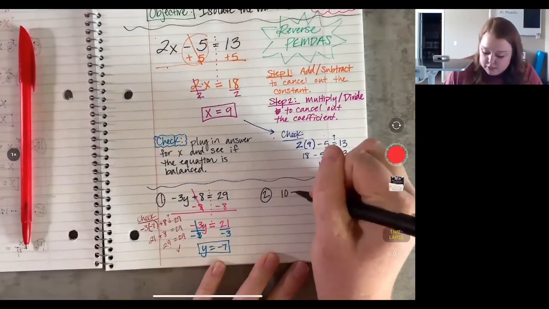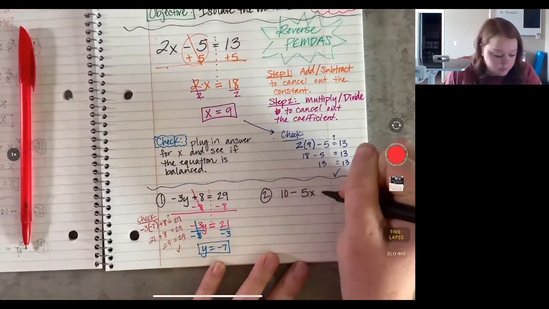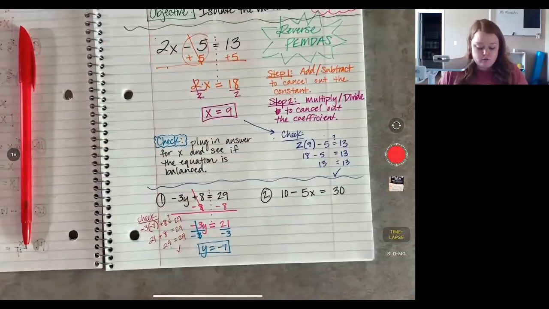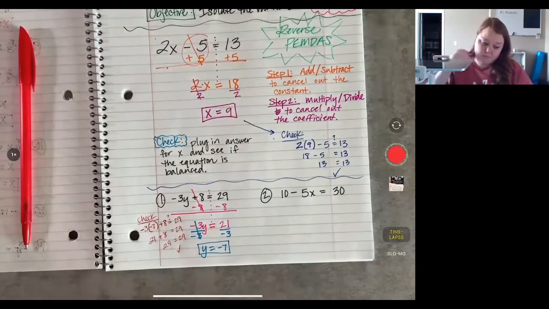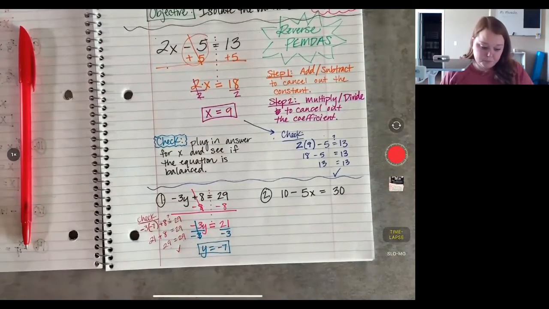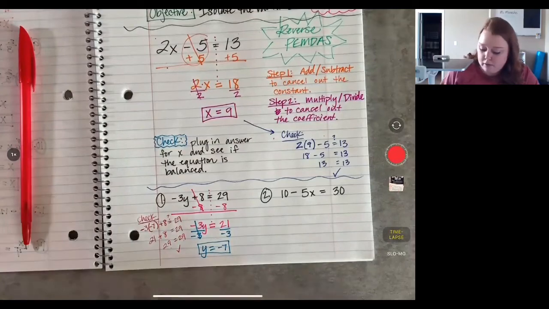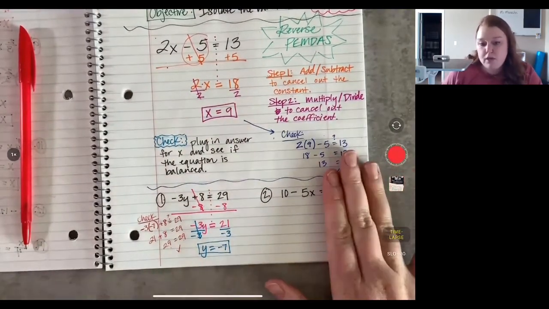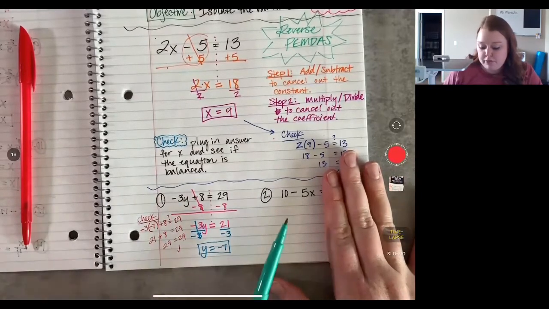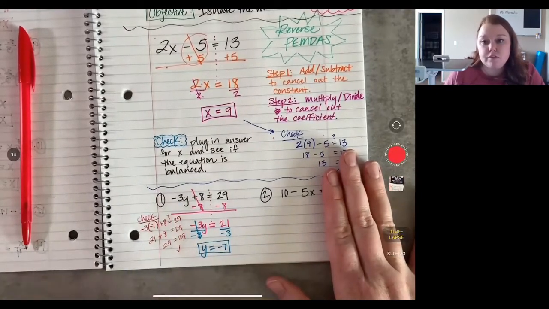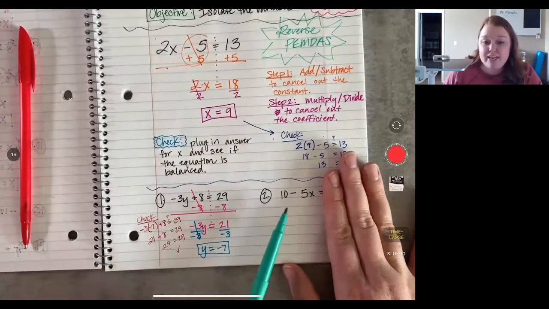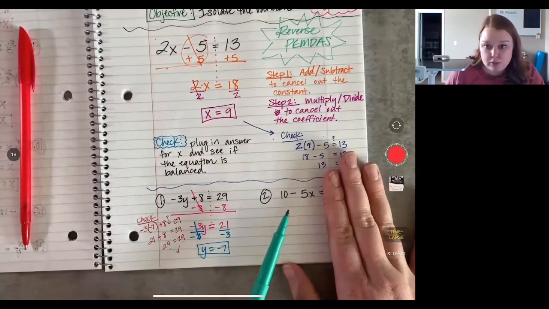10 minus 5x equals 30. Okay. Separate my two sides. I go to the side with my variable on it. Do I get rid of the 10 or the -5 first? Got to get rid of your constant, the number that doesn't have a variable attached. So the 10 has got to go, okay?